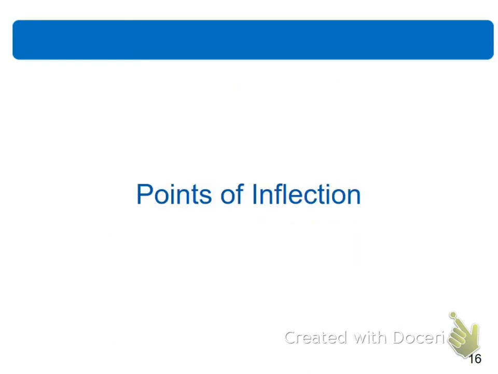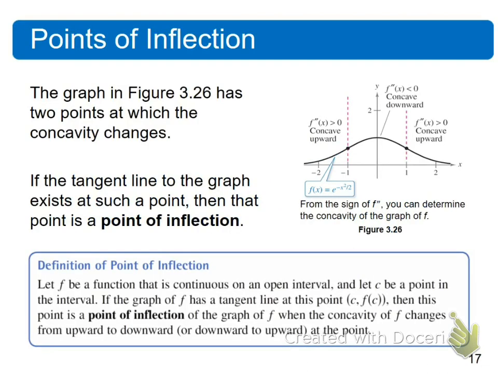Points of inflection. The definition of a point of inflection is simply where concavity changes. So notice here, guys, look up on the picture. This was concave up, then concave down. That's a point of inflection. This was concave down, now it's concave up. That's a point of inflection.